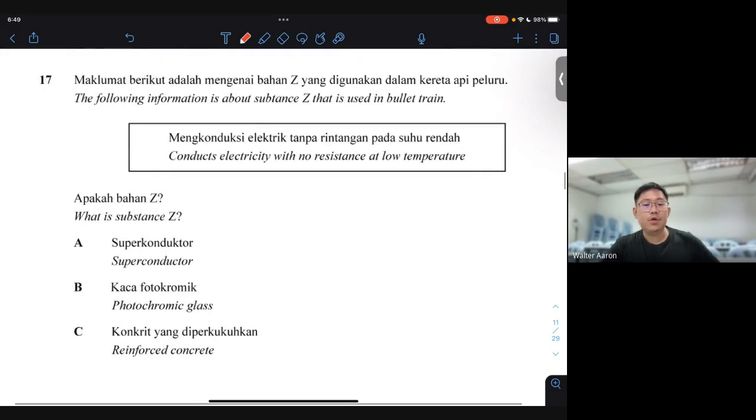For 17, the following information is about substance Z that is used in the bullet train. All right. Conducts electricity with no resistance at low temperature. So what is substance Z? So technically speaking, a conductor which conducts electricity with technically no resistance at low temperature, we call them superconductors. Only superconductors can actually do that, where they can conduct electricity at zero resistance, all right, in very low temperature. So the answer is A.